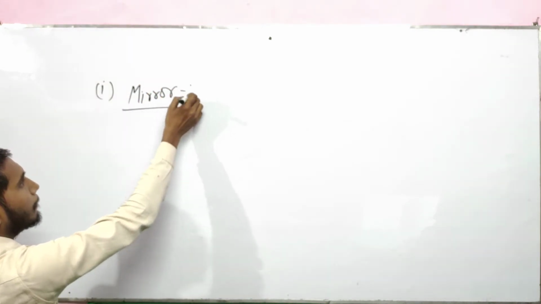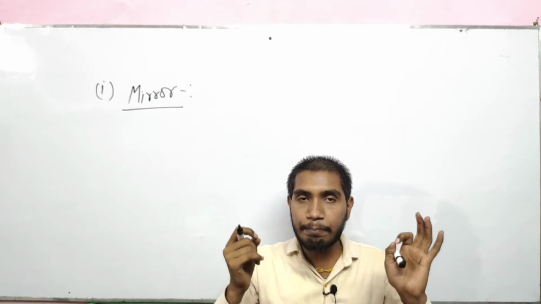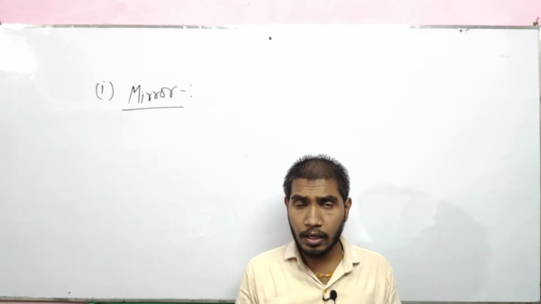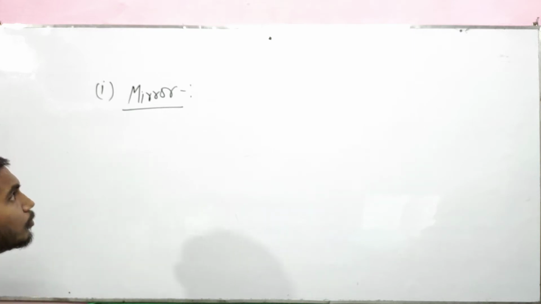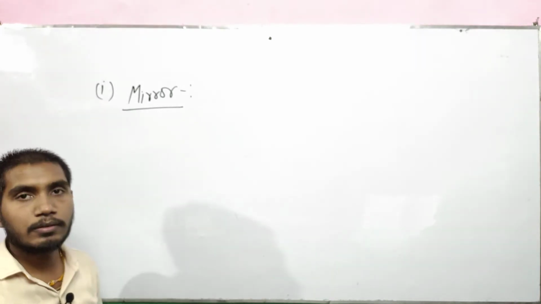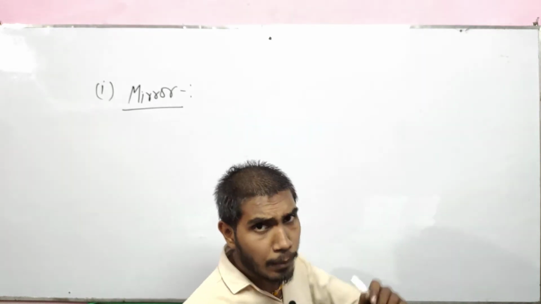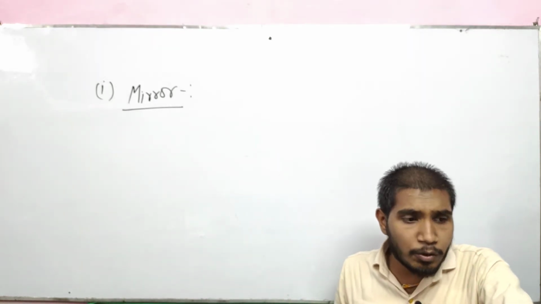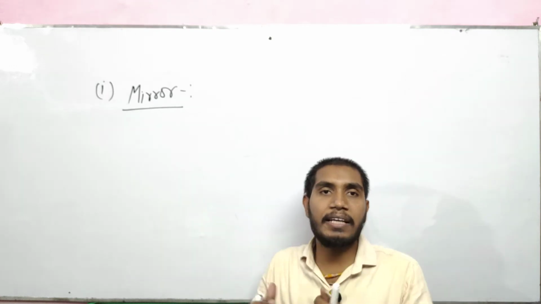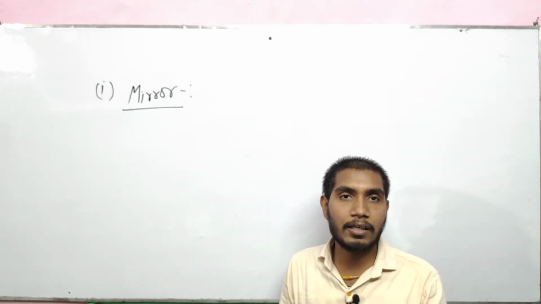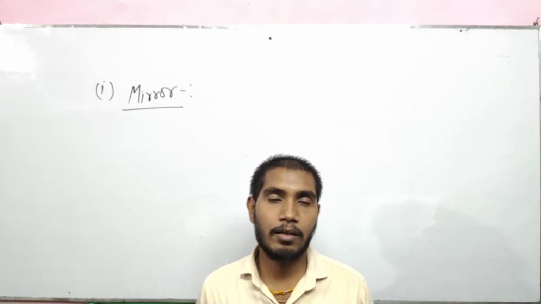First we see the mirror. What is a mirror? A smooth and highly polished surface is called a mirror. Commonly we use the mirror to look at our face. Actually, how is that made? Commonly we use the mirror to see our faces.